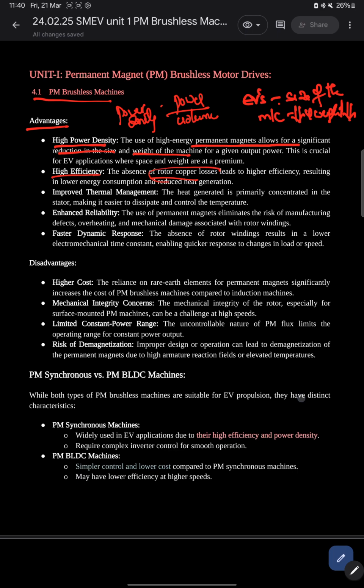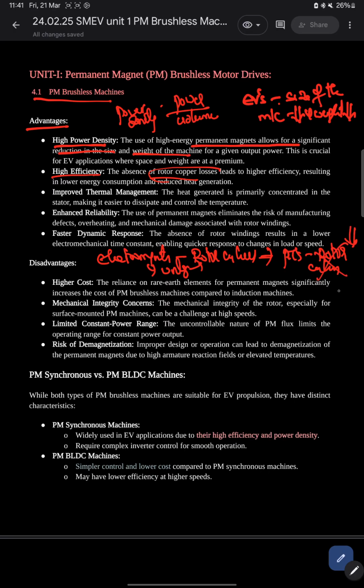We can also obtain higher efficiency, because in electromagnets the winding will be there, and in the winding, rotor copper losses will be generated. With permanent magnets, there are no such rotor copper losses, so obviously when losses are reduced, efficiency increases.